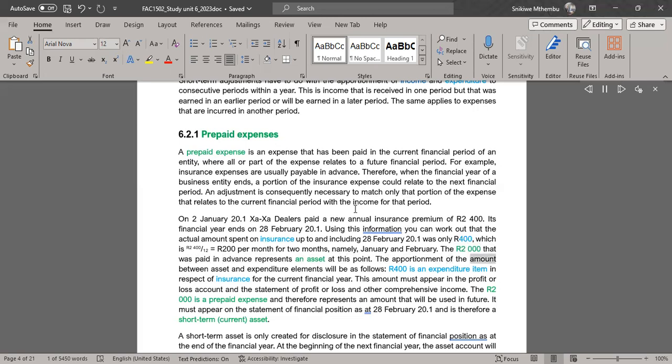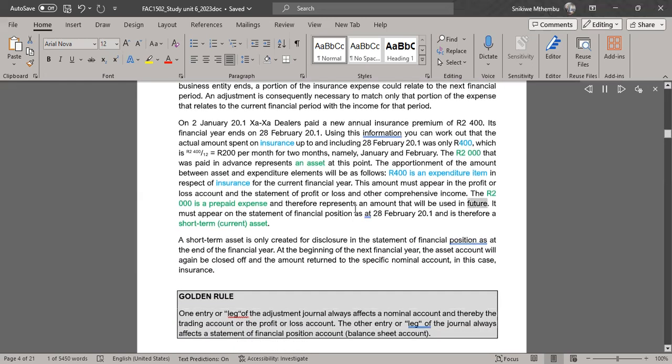The apportionment of the amount between asset and expenditure elements will be as follows. $400 is an expenditure item in respect of insurance for the current financial year. This amount must appear in the profit or loss account and the statement of profit or loss and other comprehensive income. The $2,000 is a prepaid expense and therefore represents an amount that will be used in future.